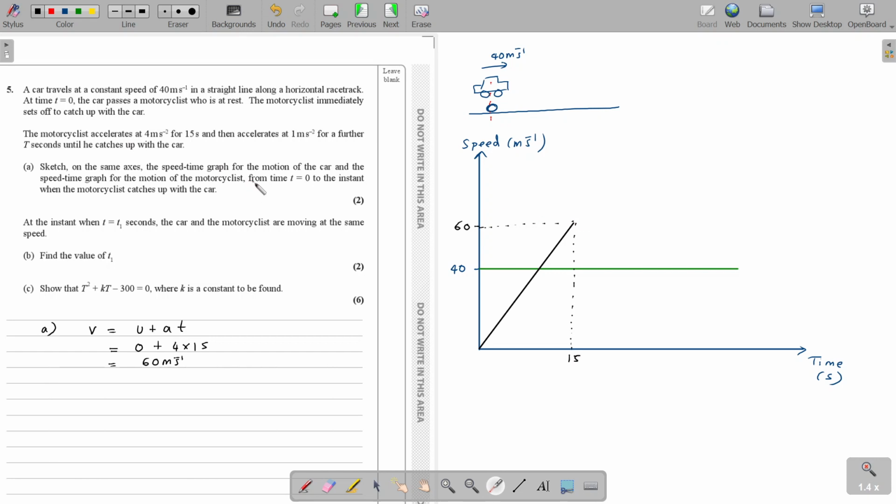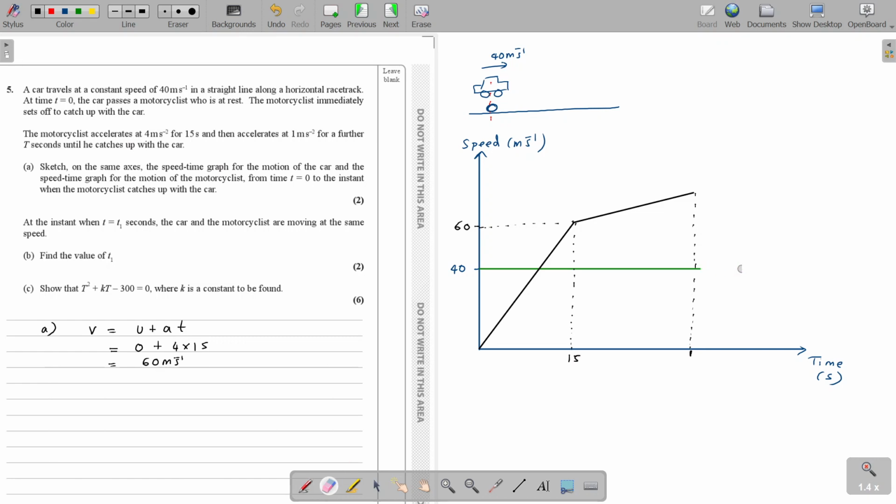And then after this point, they say the motorcyclist accelerates at 4 meters per second square for 15 seconds and then accelerates at 1 meter per second square, which means the slope should be higher or smaller? Acceleration is the gradient, right? So an acceleration of 1 meter per second square means your gradient should be considerably lower. This is for a further T seconds, so for a further time of T seconds the motorcyclist is accelerating, until he catches up with the car. So this is the place he catches up.